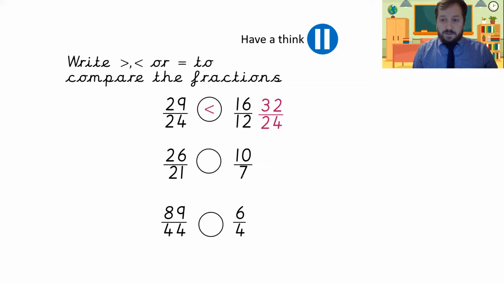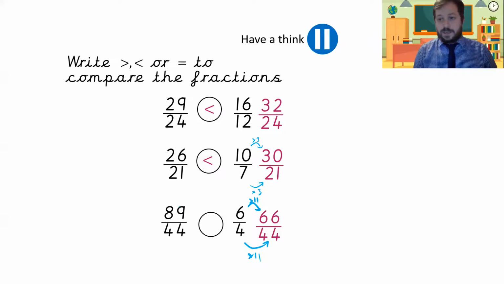Relationship between 21 and 7, times by 3, isn't it? So we can times this one by 3, and we have to times the top by 3. And then we have 30 21sts. 26, 30 is larger again. And then down here, how do we get from 4 to 44? What do we do? Yes, we times by 11. That means we times the top by 11 as well to get 66. Then we compare 66 to 89, and 89 is very definitely bigger.